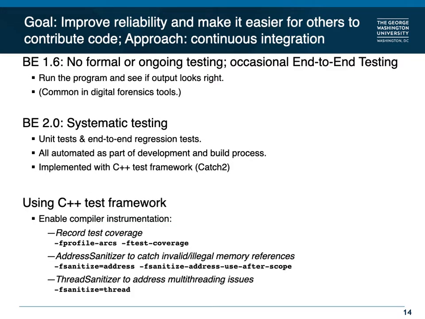Bulk extractor 1.6 was tested the way a lot of digital forensics tools are tested. I basically ran the program and looked at the results. But with 2.0, we've introduced a lot of systematic testing: individual unit tests for lines of code, end-to-end regression tests, and it's all automated as part of the build process. It happens both on the developer's computer and on GitHub. And I'm using a C++ framework, and I'm also using instrumentation in the compiler to catch things like address overruns and to catch invalid sharing between C++ threads.